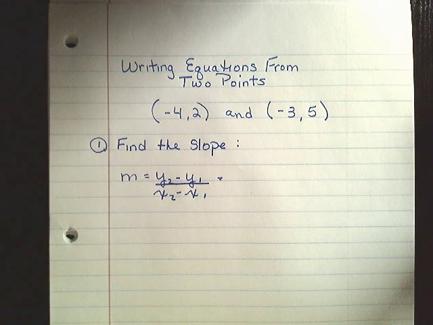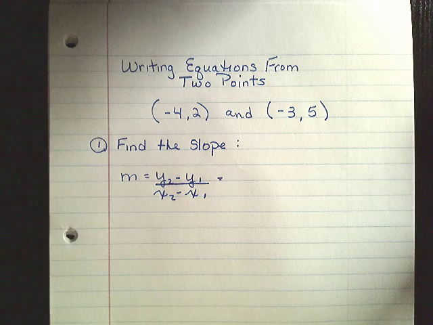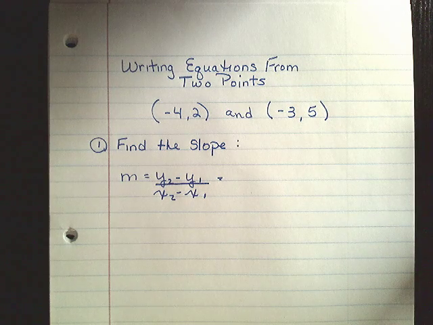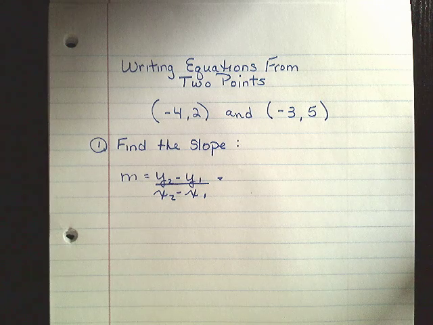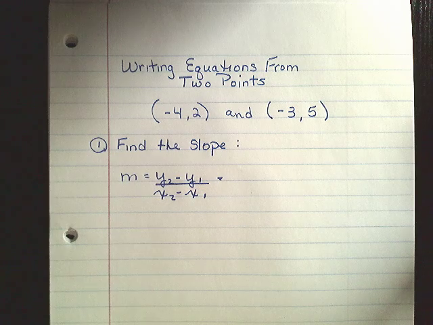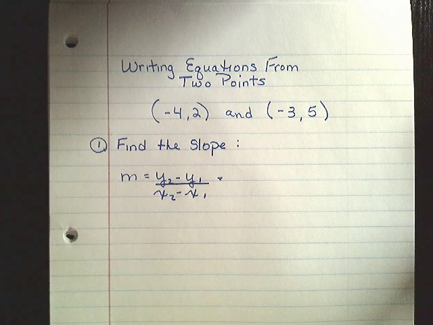Okay, today we're going to write equations from 2 points. Now you already know how to find the slope from 2 points using the slope formula. So there are 3 steps here in order to find the equation from 2 points. The first step you should be really good at because you've had so much practice. So the first 2 points are (-4, 2) and (-3, 5).